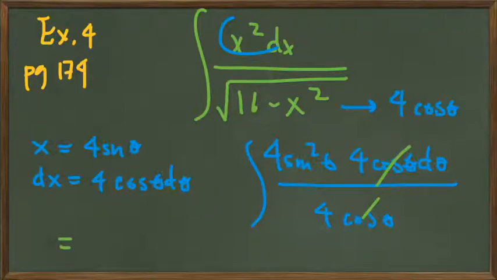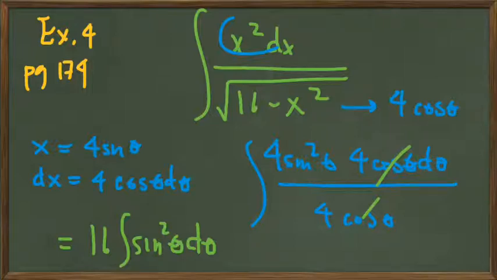And so we do have cancellation as before, but we're left with the integral of 4 sine squared theta. That should be a 16 here. When we square 4 sine theta, we get 16 sine squared theta. So let's pick up this integral, 16 times the integral of sine squared theta here on the next blackboard.